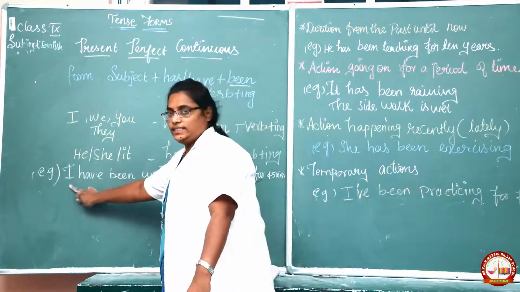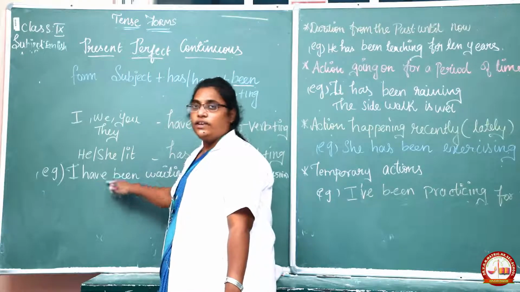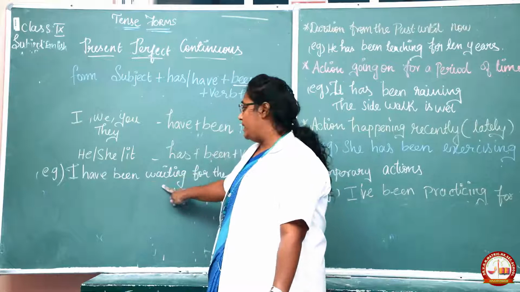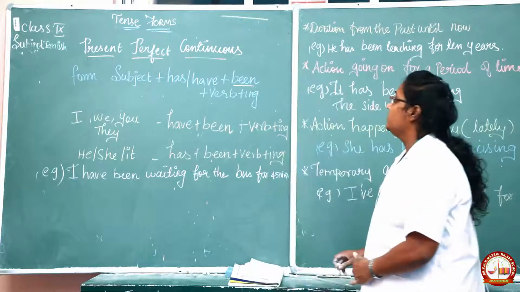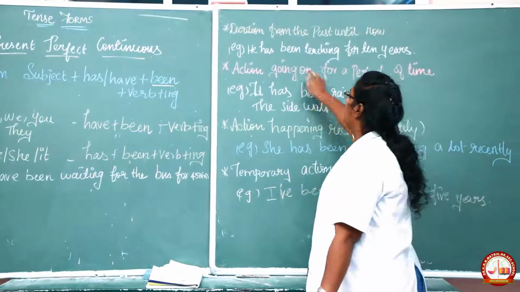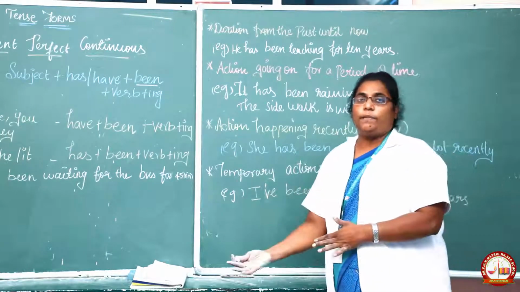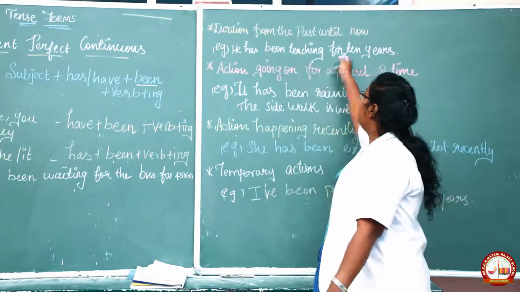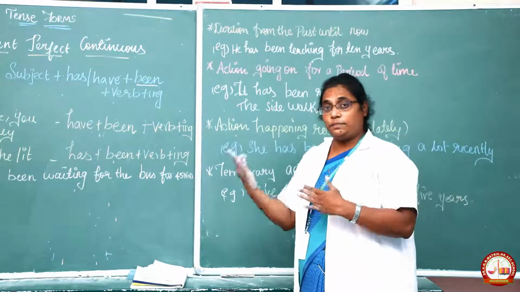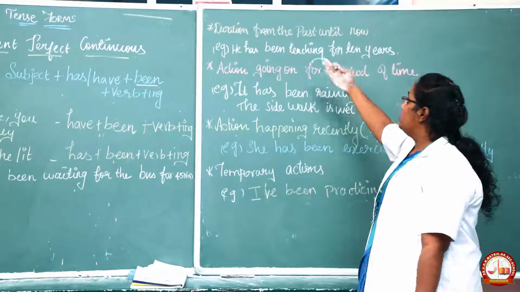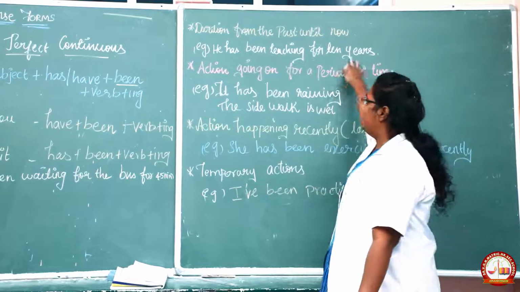Here, I is the subject, have, as it is present perfect continuous tense, then what I added extra, been, verb plus ing. Wait is the main verb, ing I have added. So let us see what are all the things. We have to use present perfect continuous for duration from the past until now. Example: "He has been teaching for 10 years." He started his teaching and has been teaching for 10 years. So what is the duration from the past until now? Even now he is teaching. That is the example I have written here.